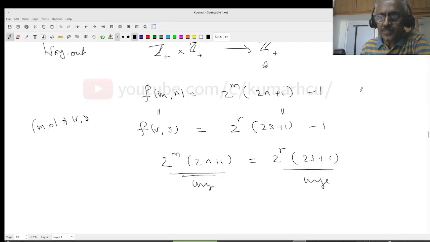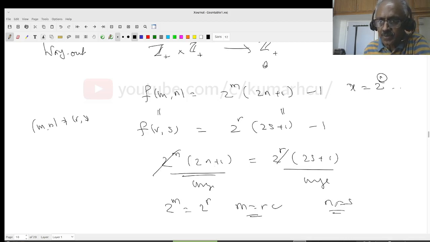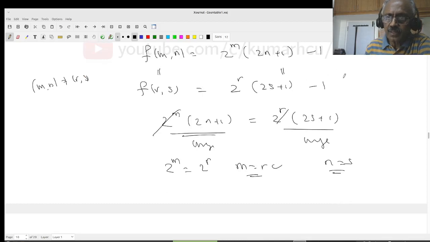Right? That is, if I start with any natural number n and write it as 2 to the power something, this is unique. You follow that? If these two numbers are equal, that means 2 to the power m equals 2 to the power r, therefore m equals r. And cancel this, that means 2n plus 1 equals 2s plus 1, therefore n equals s. So if this happens, this implies m equals r and n equals s.